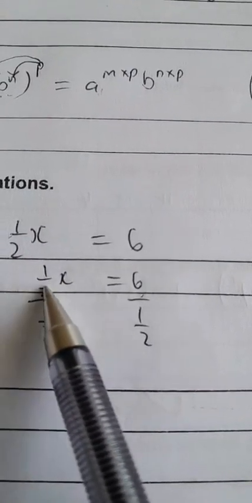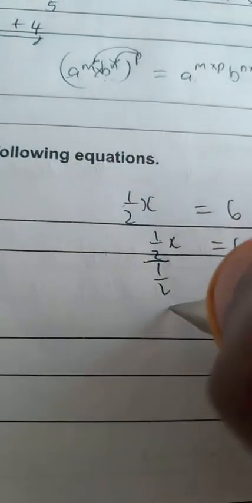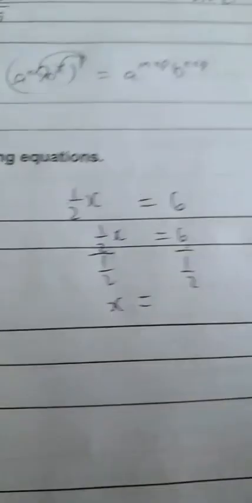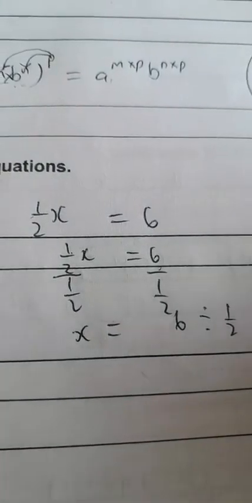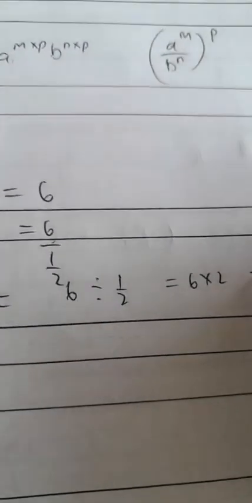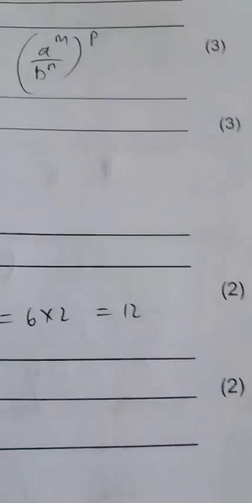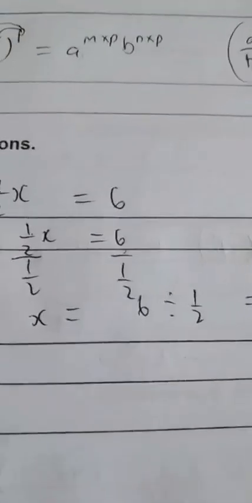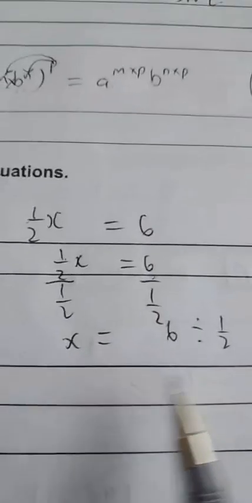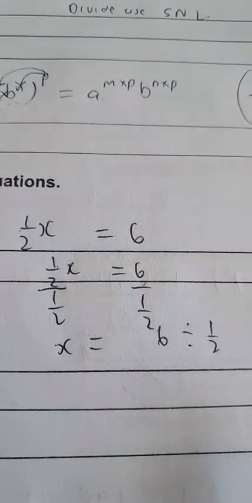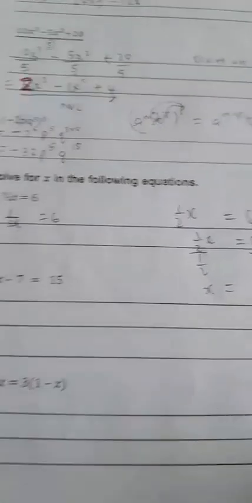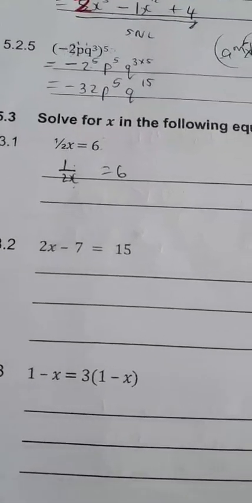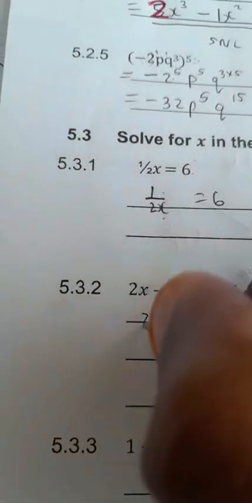If we divide both sides by half here, half divided by half leaves us with 1, so we are left with x is equal to. Now, what's 6 divided by half? 6 divided by half is the same thing as 6 times 2, which is equal to 12. So our answer there is x is equal to 12. That's the value of x. That's as simple as that question is. Okay, let's move on to the next one.